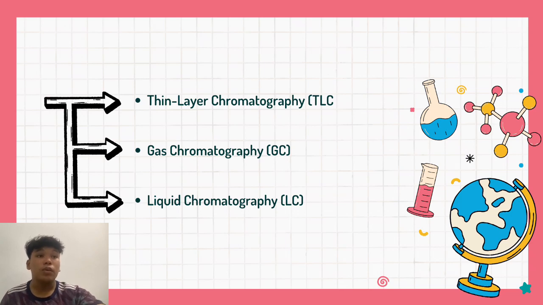For gas chromatography, the mobile phase is a gas, often an inert carrier gas like helium, and the stationary phase is a liquid or solid coated on a column. And the last one, liquid chromatography, involves the separation of components in a liquid mobile phase moving through a column containing a stationary phase. High performance liquid chromatography (HPLC) is a common type of liquid chromatography where the liquid mobile phase is forced through the column under high pressure.